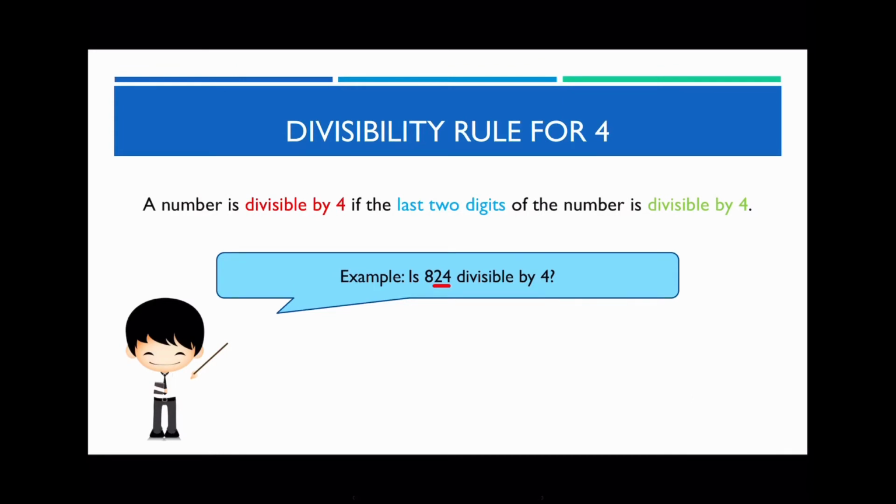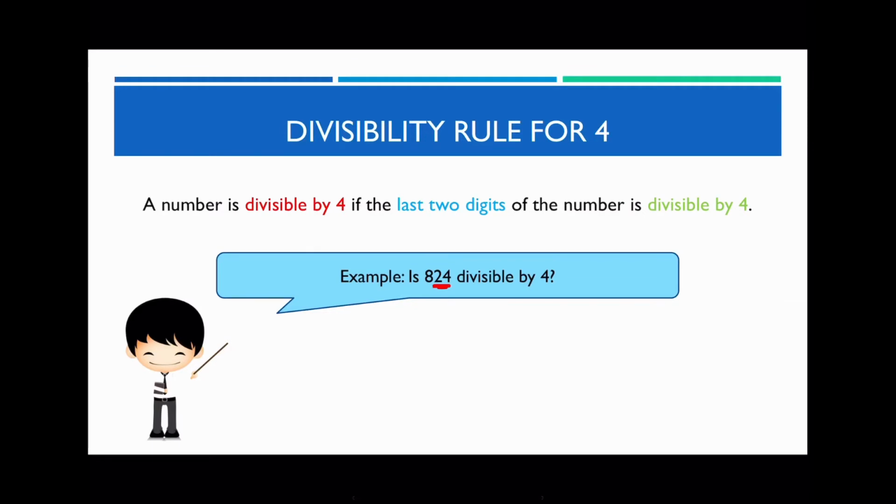So a number is divisible by 4 if the last 2 digits of the number is divisible by 4. So that means it can be divided by 4. So look at this number over here. I've got the numbers 824. It's asking, is it divisible by 4? All I really care, if I want to check or test for the divisibility by 4, I only look at the last 2 digits. In this case over here, that's going to be 2 and 4. So in this case, 24.